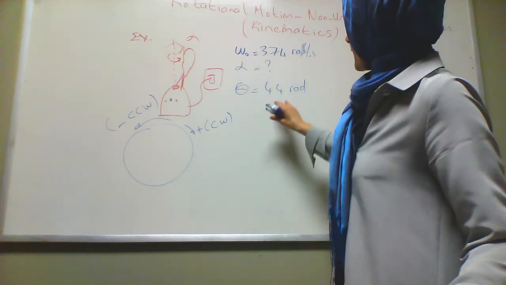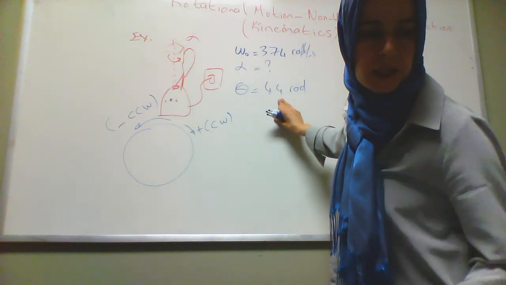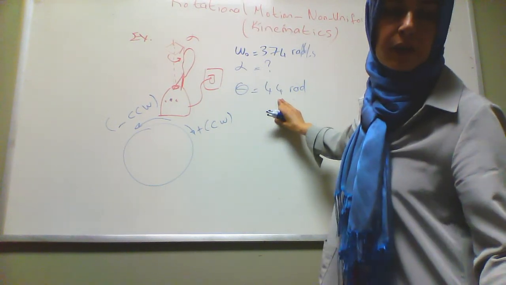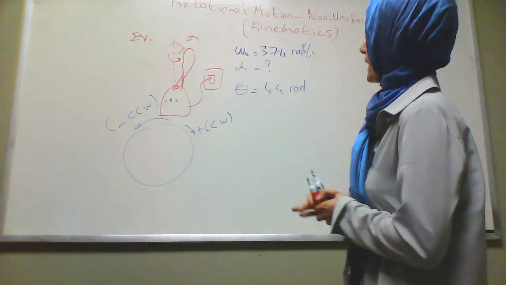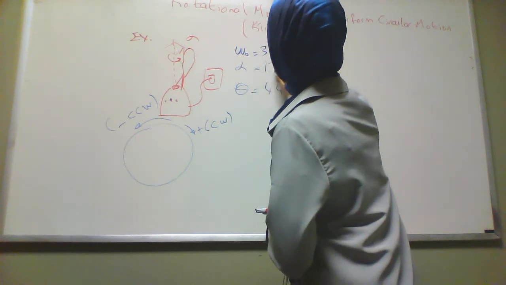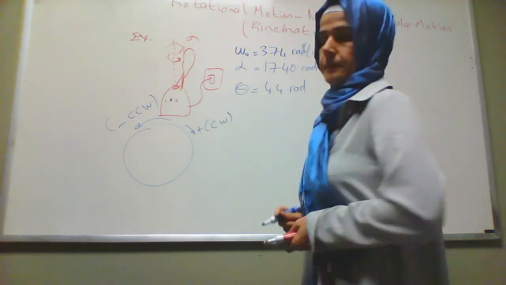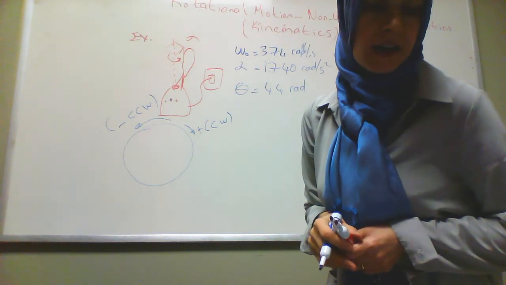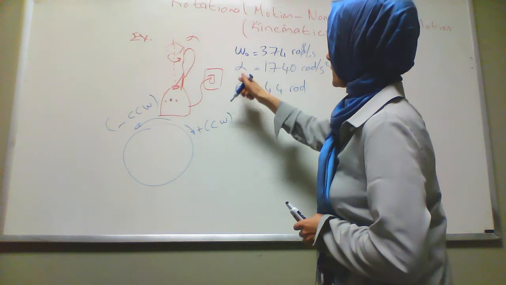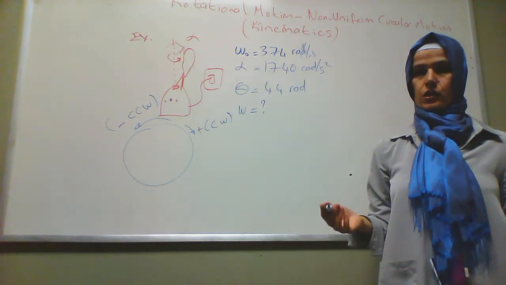So it is rotating 44 rad and reaching another angular velocity. The angular acceleration has a constant value of 1740 radian per second squared. Actually, the question is giving the angular acceleration as 1740 radian per second squared. Find the final angular velocity of the blades. So we know omega 0, we know alpha, we know theta. We are looking for the final angular velocity.